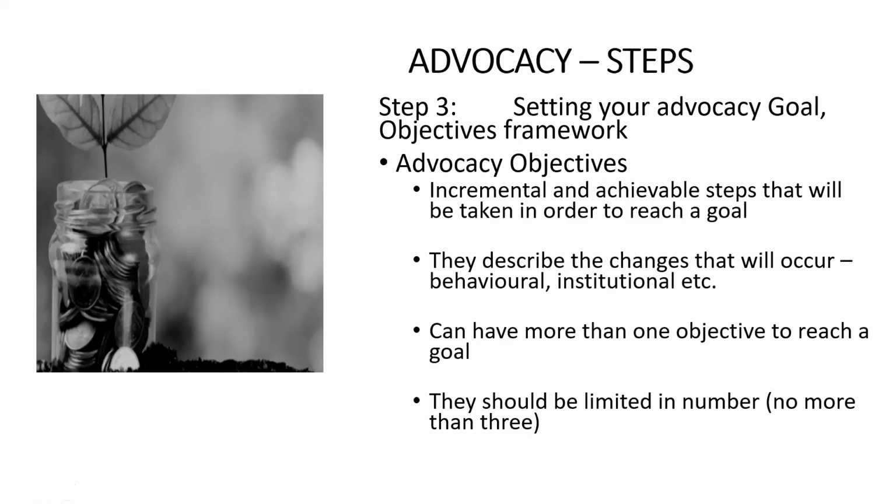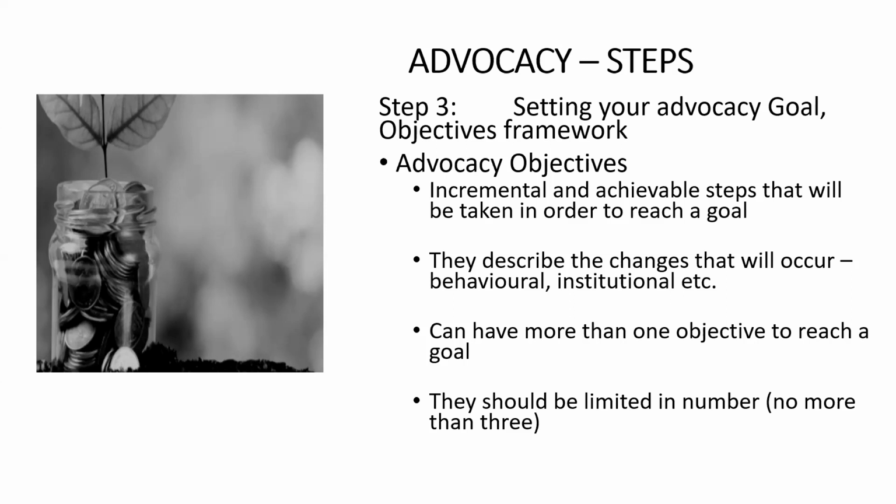They describe the changes that will occur. On Tuesday, we went through some of the different types of changes, behavioral changes, institutional changes, etc. You start to articulate those in your objectives, and then your actions associated with those objectives will give a clear idea of your roadmap for achievement. It's pretty much like how you write a project proposal for grant funding. You have to look at your objectives. They have to be SMART, etc.